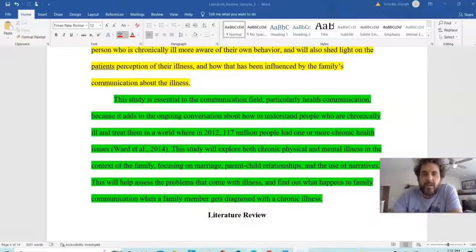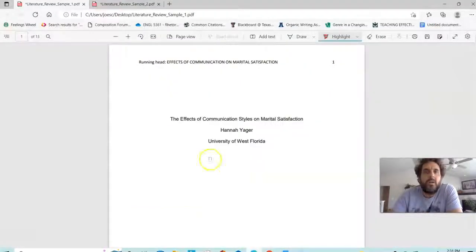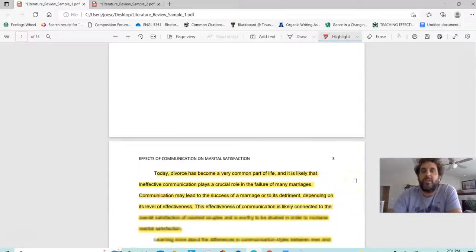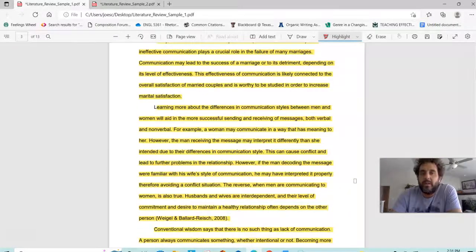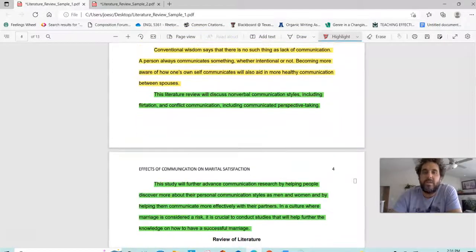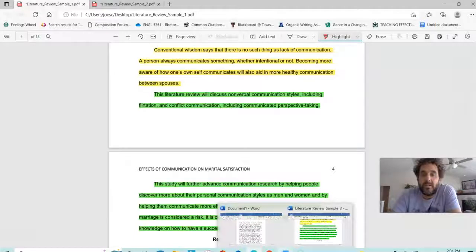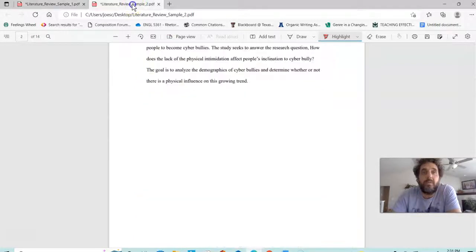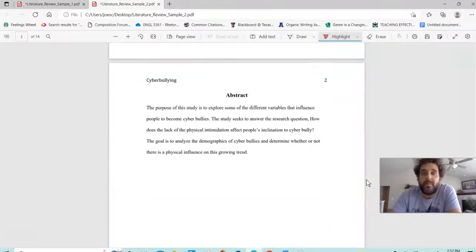So if I compare that to this one about marital satisfaction, we also see that there's a yellow introduction here, and it kind of tells us what the topic is. And then there's a green thesis that's, this literature review will discuss this. I really like this one because they talk about why it's important to study this, which I think is a nice addition.